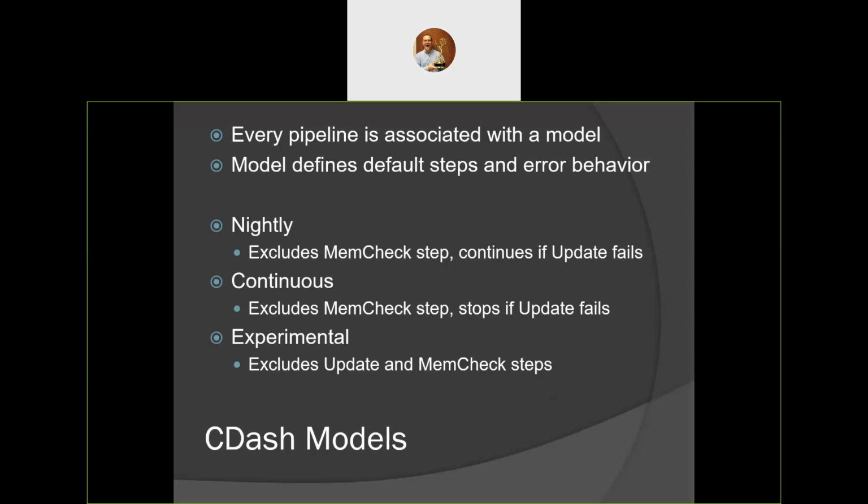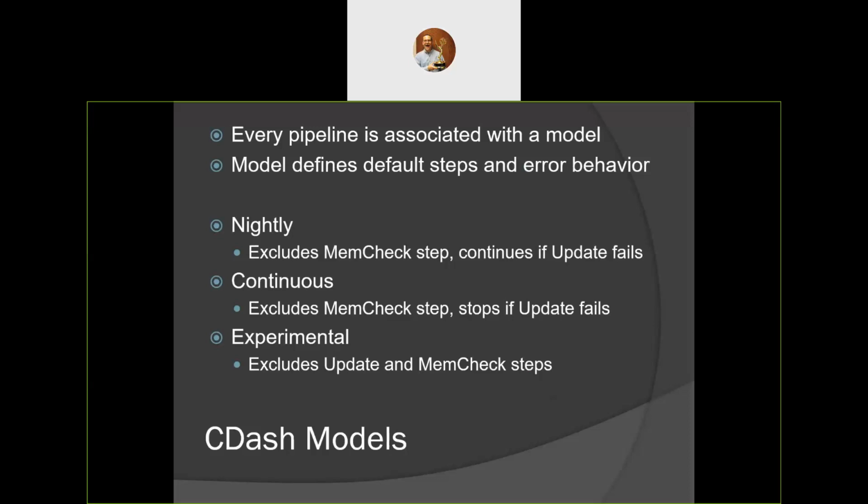But your nightly model is basically for a standard kind of nightly builds. It's going to do everything except memcheck, and it will continue to execute if the update step fails. So the idea is you have a copy of the source code already. So if you do an update and you try to get incremental updates and for whatever reason that didn't come down, you just use last night's copy of the code and rebuild everything again.